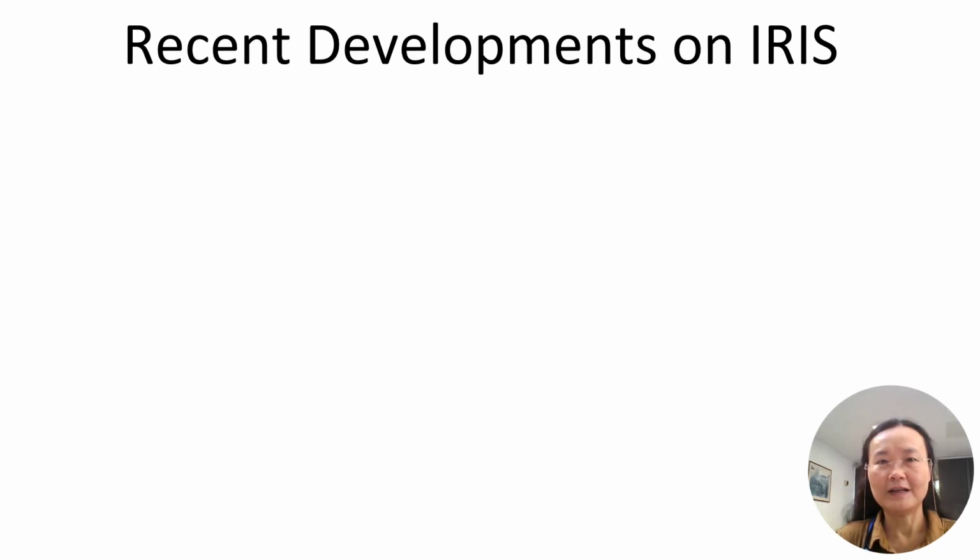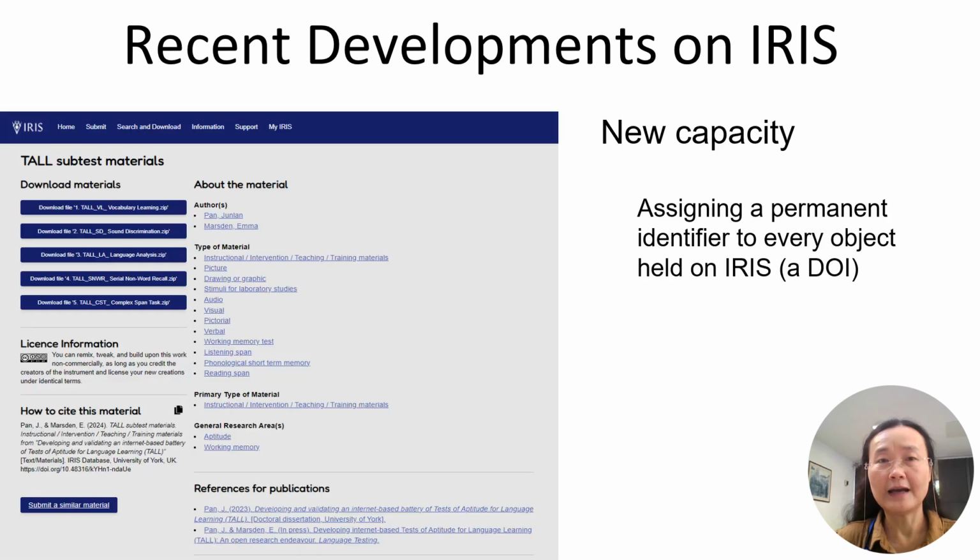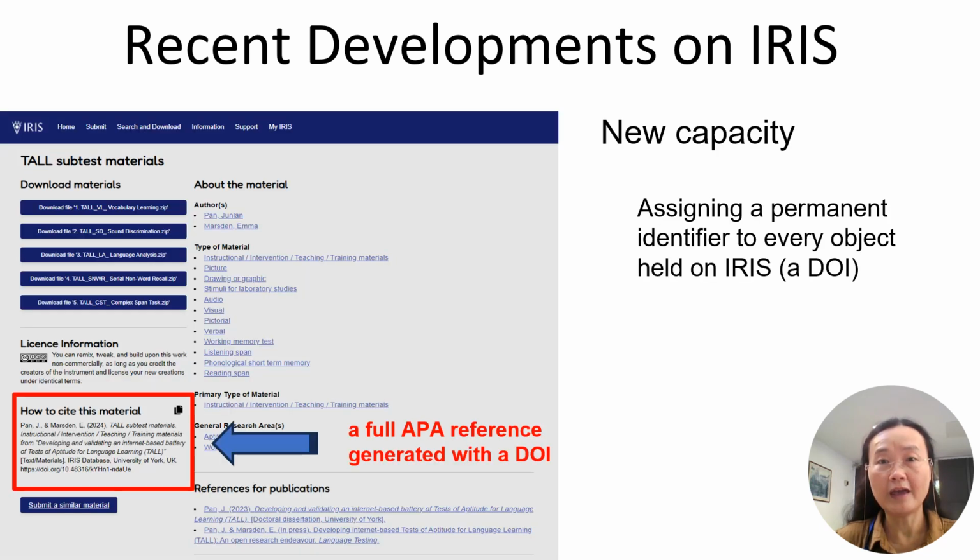Another exciting development is assigning a permanent identifier, a DOI, and generating a reference to every object held on IRIS. This initiative enhances the recognition and protection of intellectual property for research material complementing published works.